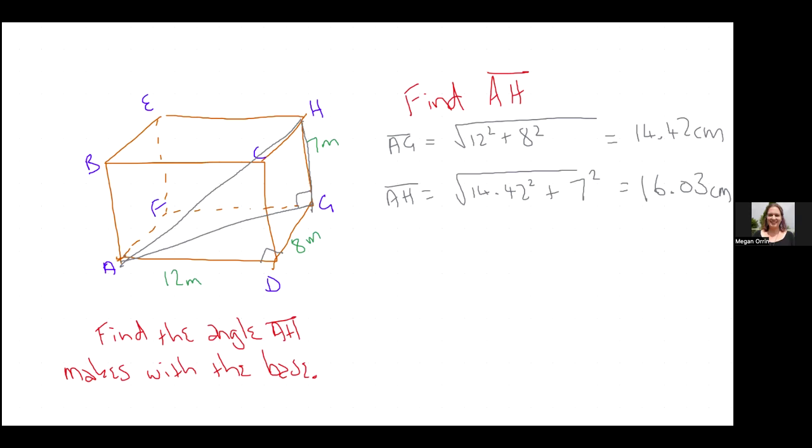So if I now need to find the angle that AH makes with the base, that is this angle in here. It's the angle between AH and AG, right? Some people are trying to find angles that go down to AD. That's not right. It is a 3D triangle. So am I using sine, cos, or tan?